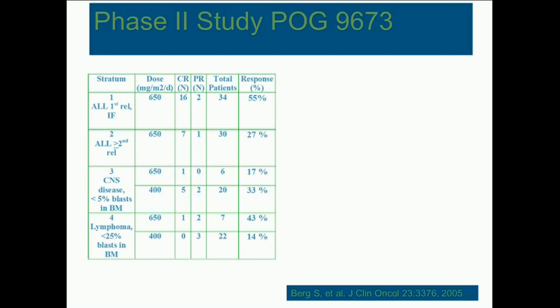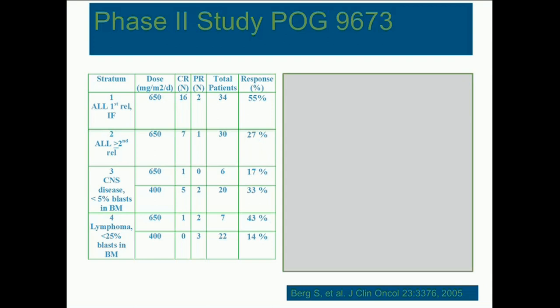Phase two was run by Dr. Berg at Baylor. And so this was actually just for children. This was not for adults. And so she had four strata. So T-cell ALL in first relapse or those that did not go into remission, induction failures. T-cell ALLs who were second or greater relapse, those patients with CNS disease alone, those patients with lymphoma and not true leukemia. She had responses in every single category, incredibly high responses for first relapse and for second relapses, as well as for the lymphoma. Again, highly unexpected.